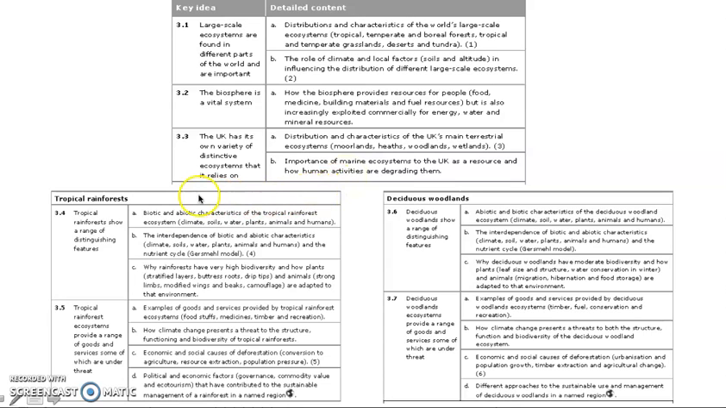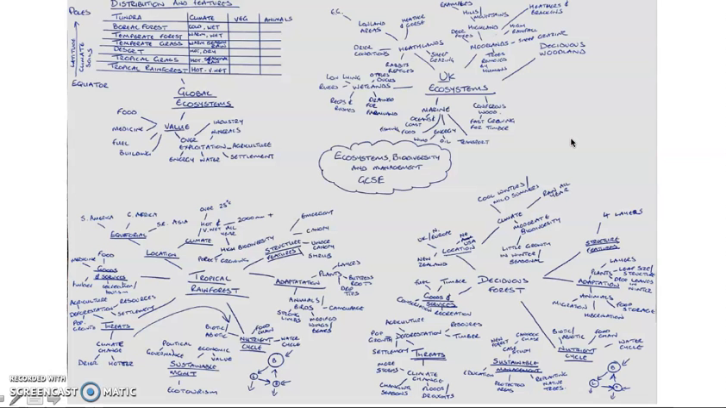We then move on to find out all about tropical rainforests, how they work, how the ecosystem works, and then why they're important, the problems and what can be done about it. And the same kind of thing for deciduous woodlands, which is really development of the UK ecosystems. So, looking at my mind map in its entirety, here you can see all of the different elements linked together. So we've got the overview, the UK systems, the tropical rainforest and the deciduous forest.